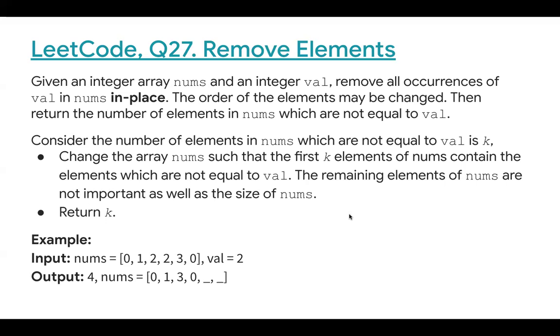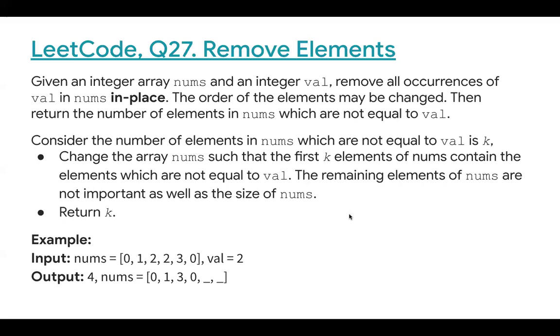Okay, so we can change the order of the elements, and at the end we have to return the number of elements in this array which are not equal to val, right? So we can see more clarifications here.